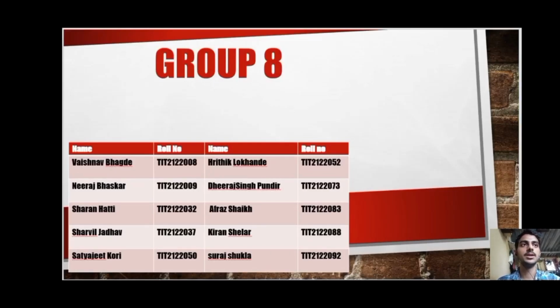So we are group number 8. We have a total of 10 members in our group. We have taken a total of 4 topics for our AWP internal presentation. Our first topic is delegate, and it will be explained by me and Kiran Shelar. The second topic is exception handling, and that will be explained by Vaishnav Bhagde, Neeraj Bhaskar and Satyajit Kori. The third topic is list control, and that will be explained by Ritik Lokhande and Afraz Sheikh. And the last topic is rich control, which will be explained by Sharan Hatti, Sharvil Jadhav, and Suraj Shukla.